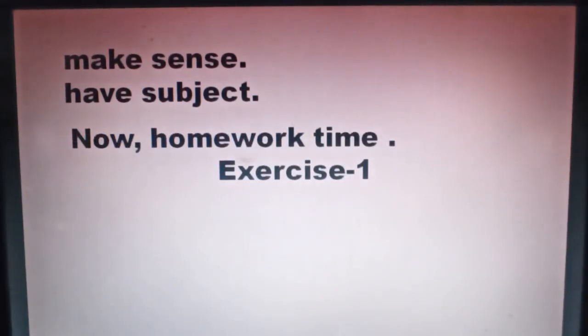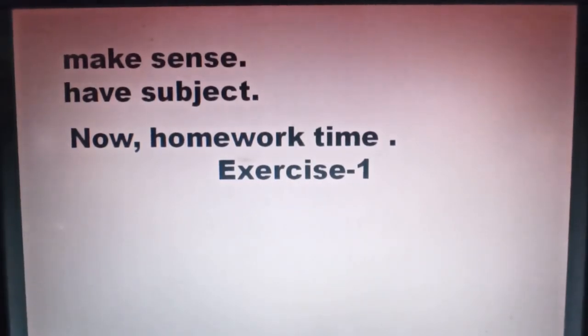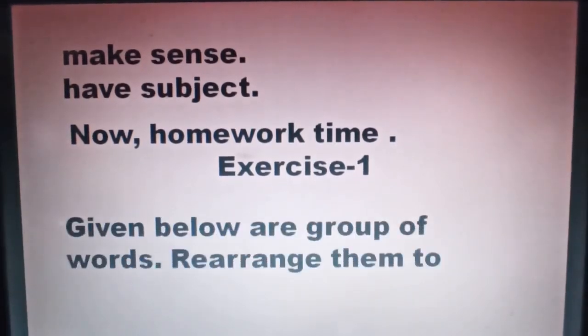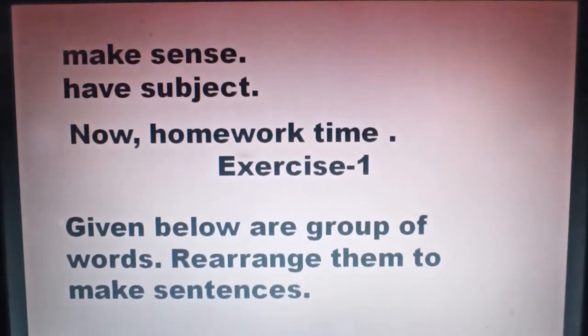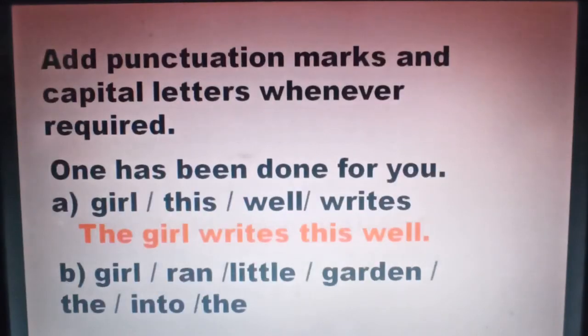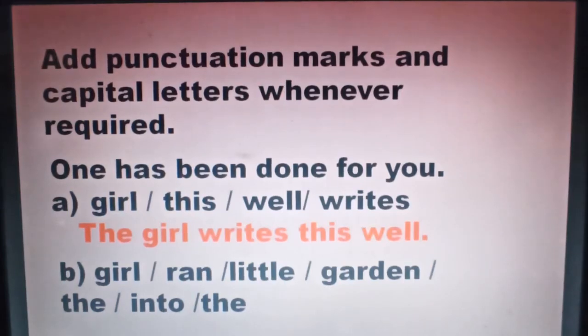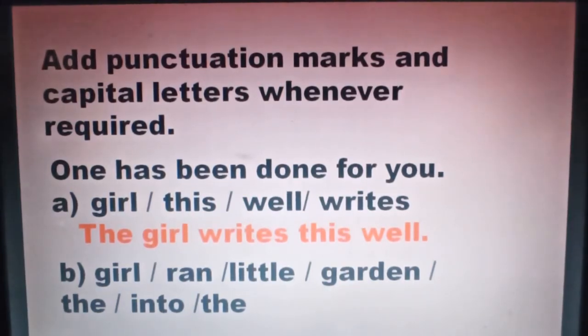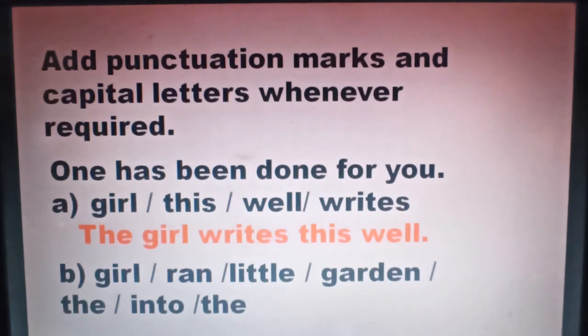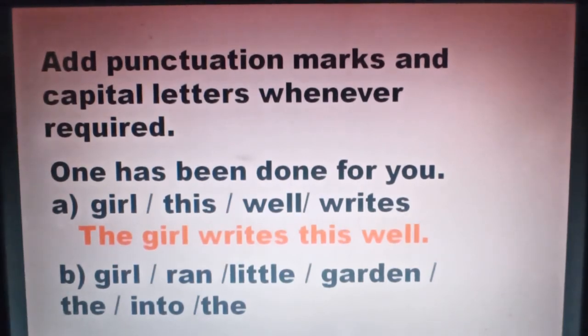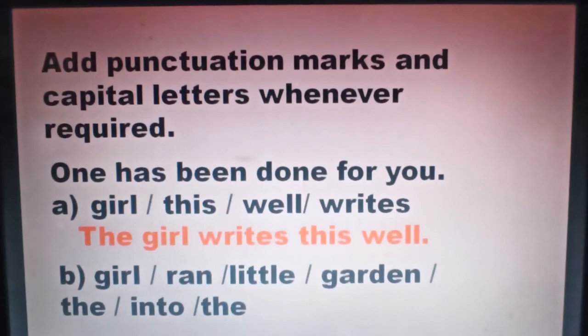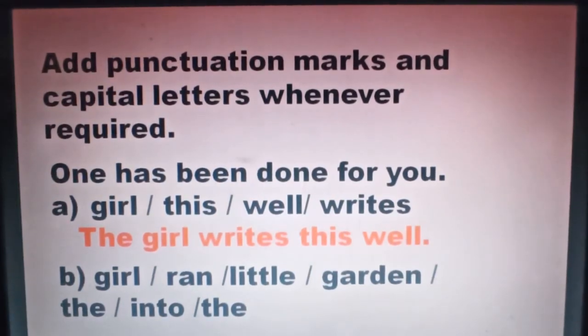Now homework time, exercise 1. So what you have to do in exercise 1: given below are groups of words, rearrange them to make a sentence. नीचे कुछ शब्द दिए गए हैं, आपको एक प्रॉपर सेंटेंस बनाना है. You have to add punctuation marks and capital letters whenever required. और आपको पंक्चुएशन मार्क के साथ साथ कैपिटल लेटर भी करना है जहाँ पर आवश्यकता होगी. One has been done for you.